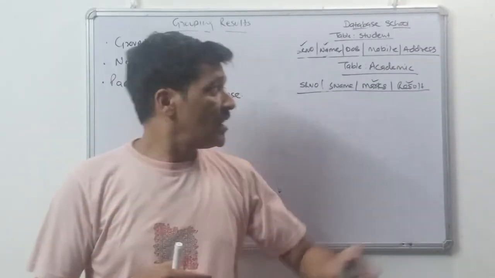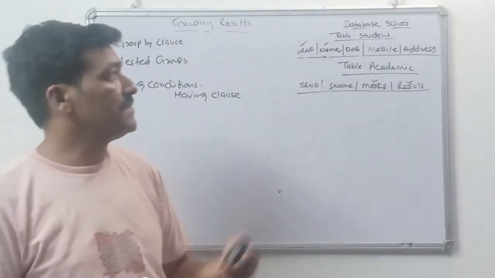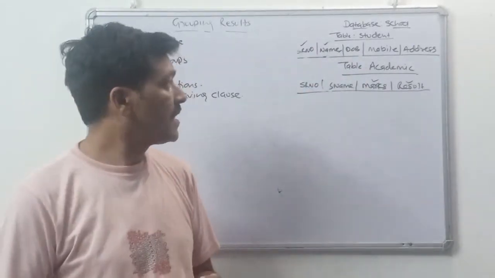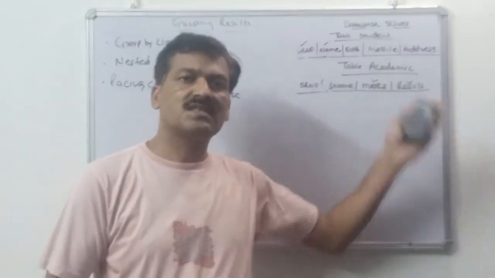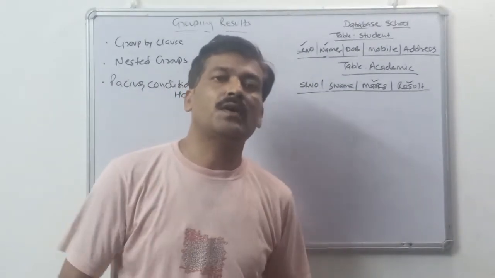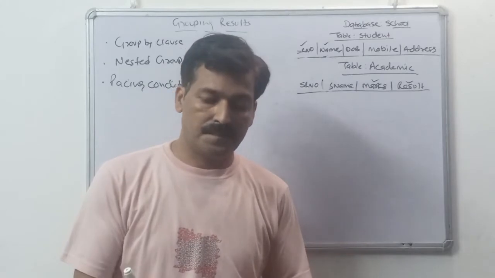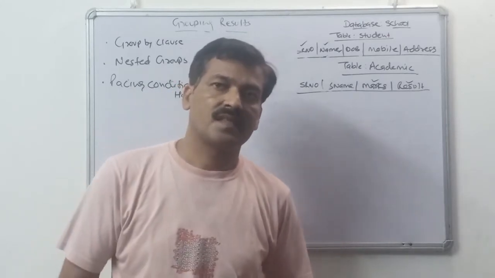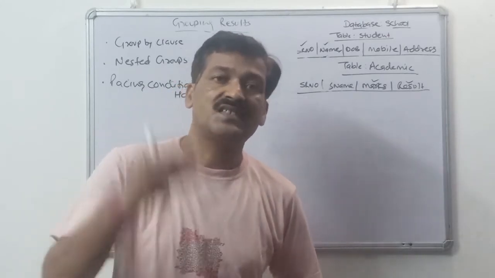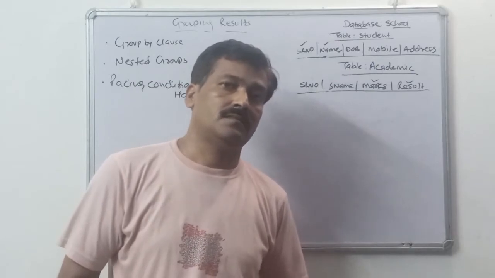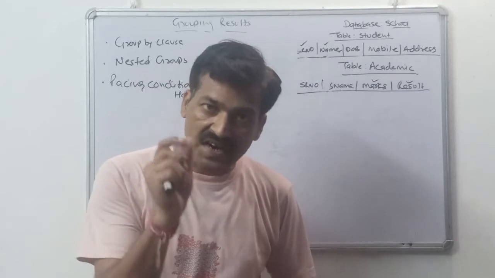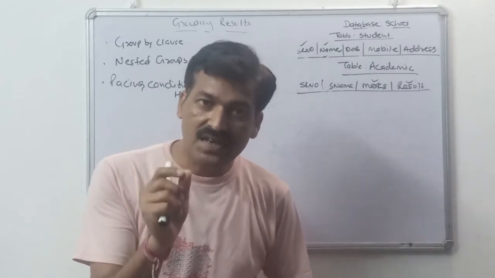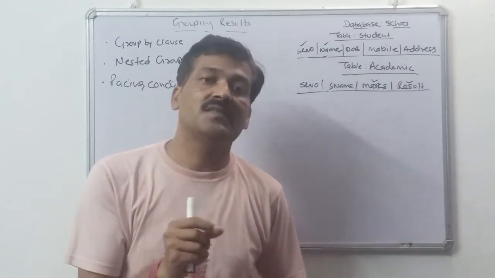Suppose students having the same name, the students having the same marks, same result. In a table employee, all the managers, or the employees who came from a single city, Delhi, Mumbai, Agra, whatever. So identical values. We can make groups of the identical values.